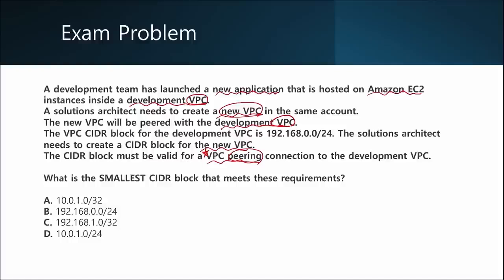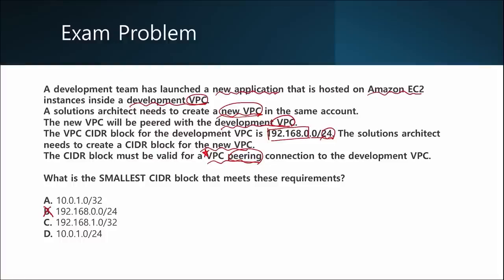When we learned about VPC peering, we learned that the CIDR blocks of each VPC should not overlap. First, if you look at the CIDR block of the development VPC, you will see that these 24 bits are fixed in the CIDR block, and you can create an address with the remaining 8 bits. You should first remove any options that overlap with this CIDR block. If you look at option B, you see that 192.168.0.0 has the same /24 CIDR block. Therefore, we will exclude this option.